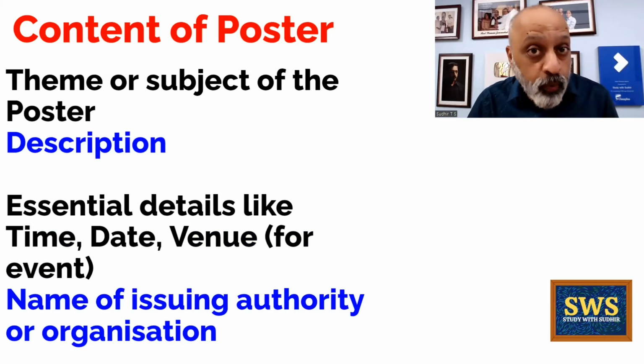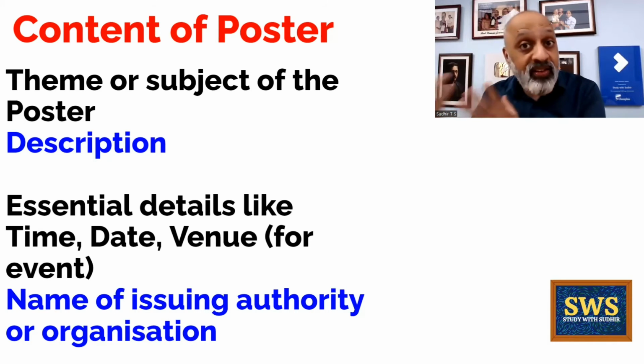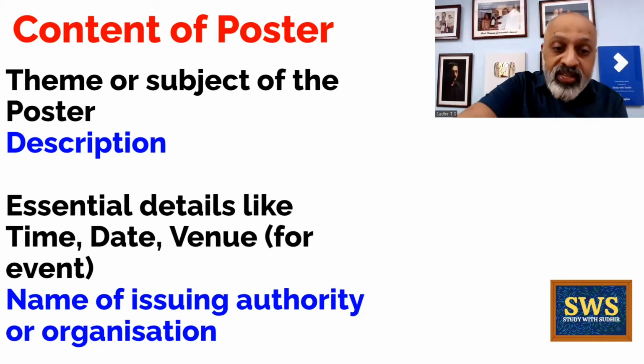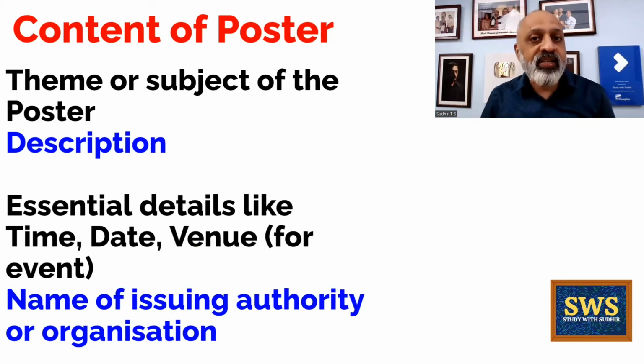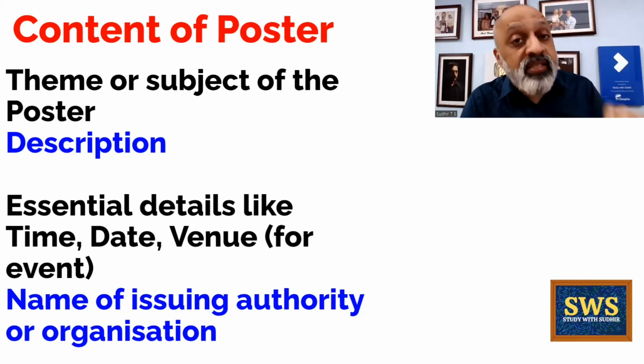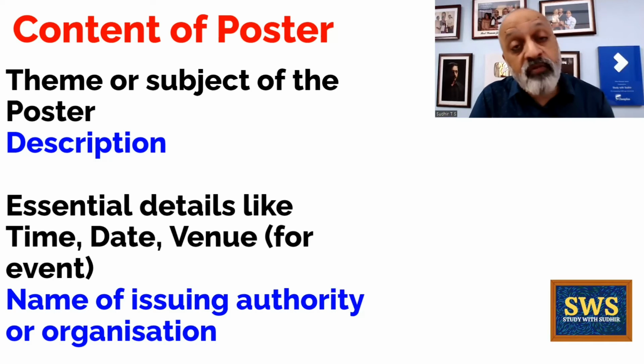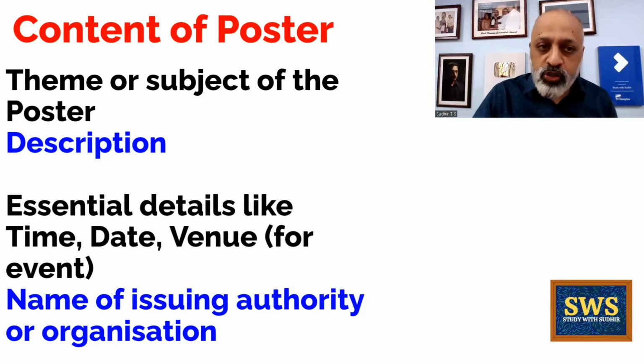What's the content of the poster be like? It has to have the theme or the subject of the poster, which will be given in your question. There has to be basic description of what that event is all about. Then most important is the one which I've written in black. Essential details like time, date, venue. Especially अगर event है तो कहाँ पर हो रहा है, किस तारीख को हो रहा है, और किस समय पर हो रहा है. These 3 details are absolutely important. Event के केस में you could say things like entry fee, okay, अगर होगा तो. Then who is issuing the poster? That is again very important. So these are details which have to be necessarily there in your poster.